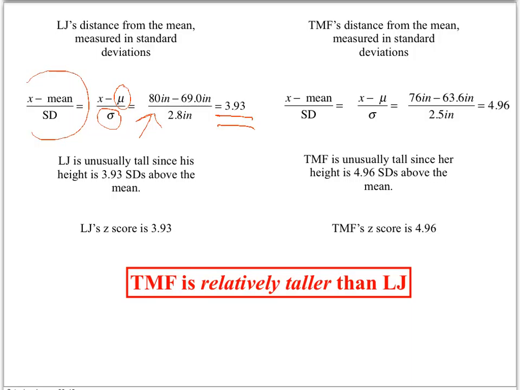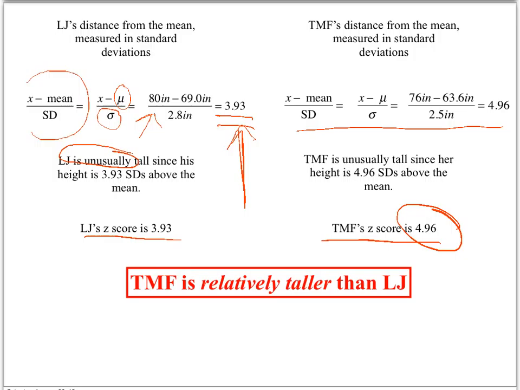So that means that LeBron James is unusually tall because his height is more than 2 standard deviations above the mean. It's almost 4 standard deviations above the mean. His z-score is 3.93. You can do the same calculations for Taj's height and calculate her z-score in the same way, and you would get 4.96. You see right away that Taj, relatively speaking, is more extremely tall than LeBron James is, because she's almost 5 standard deviations away from the mean height for women, whereas LeBron James, he's still very tall. He's very unusually tall, but not as unusual, if you will, as Taj.